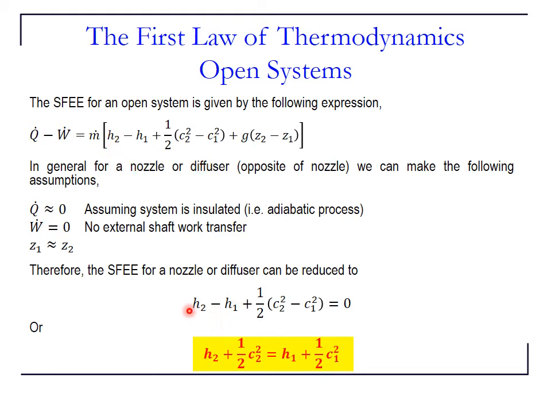So now we can write a simplified equation like that. Or we can rearrange it, putting all the variables at the outlet equal to all the variables at the inlet. This is a simplified form of the steady flow energy equation, especially for the nozzle. I would say this is very useful when we're calculating any questions about the nozzle.